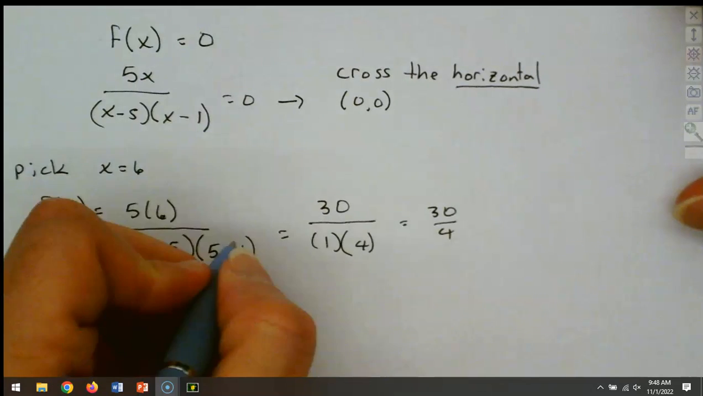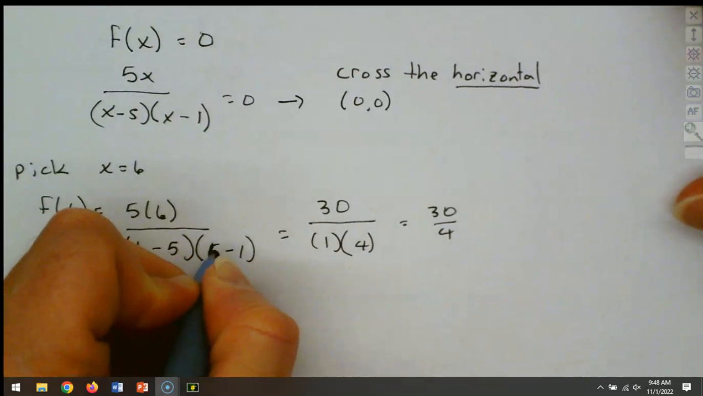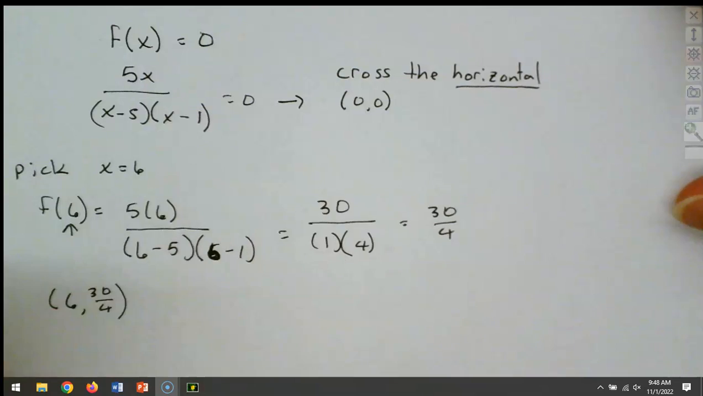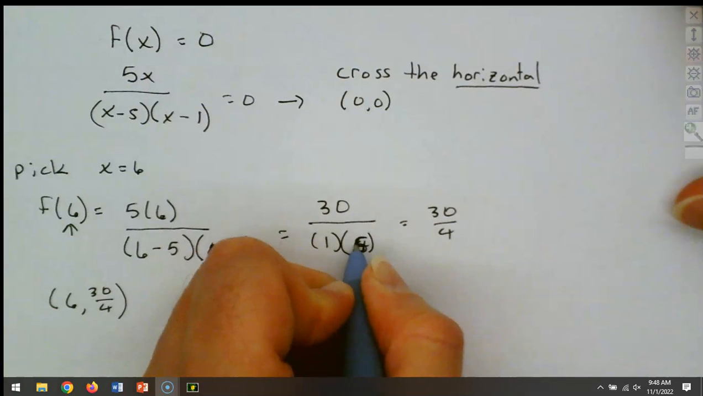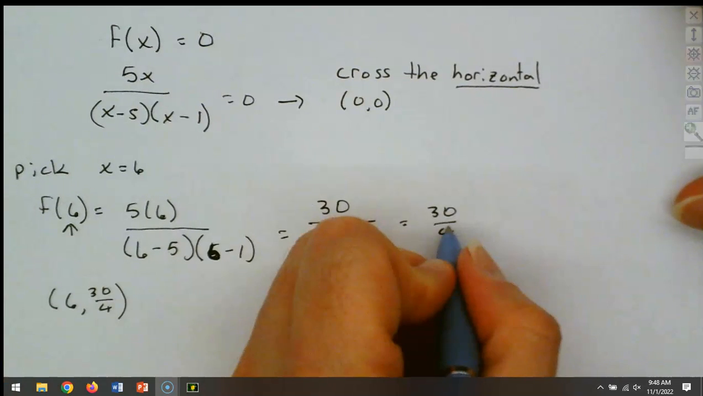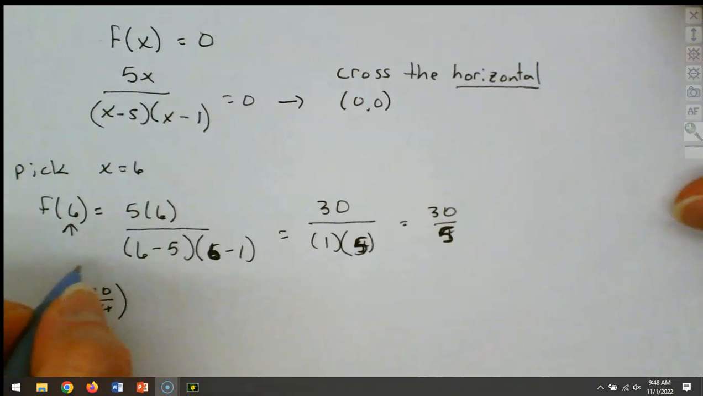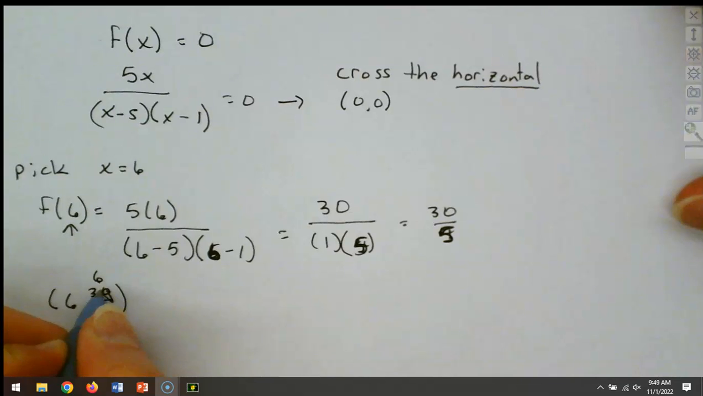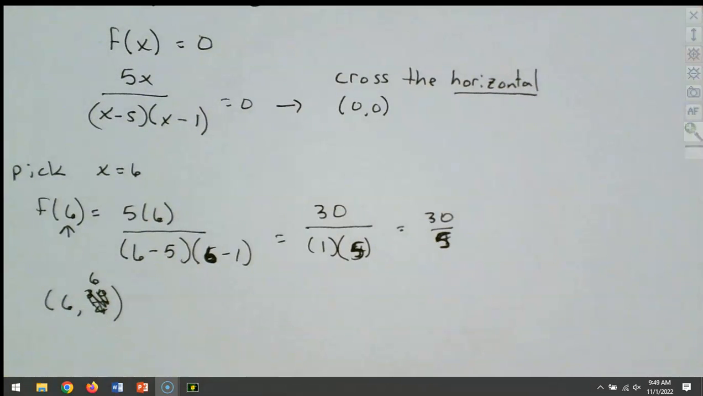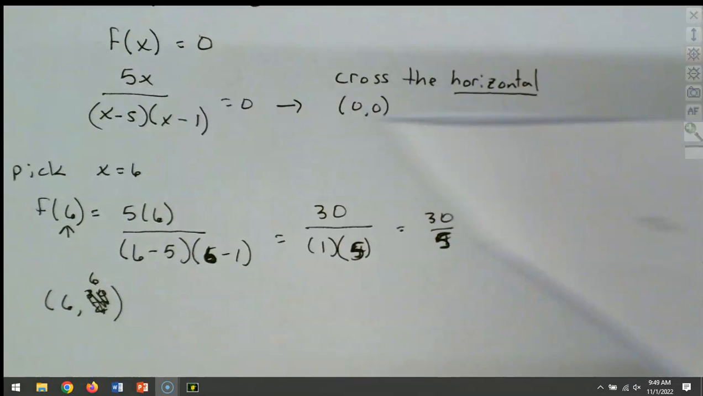Oh, yep, sorry about that. You're right. Yep, 6 minus 1, my mistake. And 6 minus 1, that's going to make that a 5, won't it? Sorry about that. And that's going to make that a 5. And 30 divided by 5, that makes it then a 6, doesn't it? Okay. Now, what's our point? 6, 6.